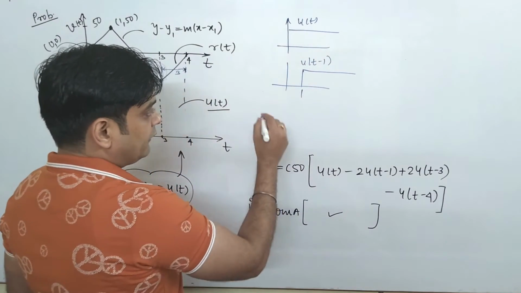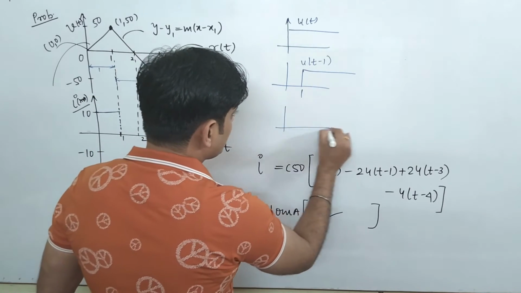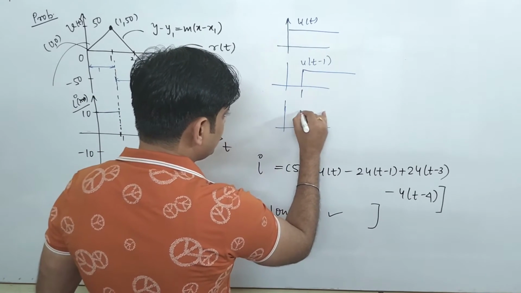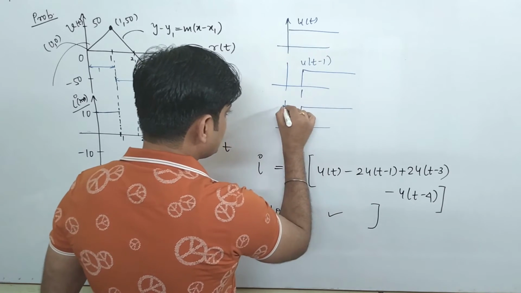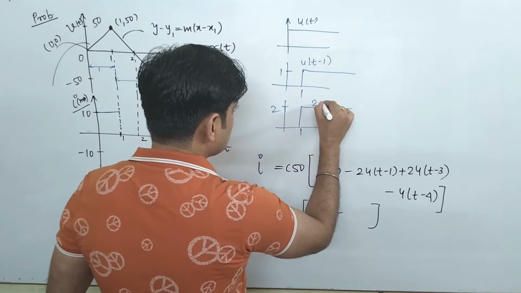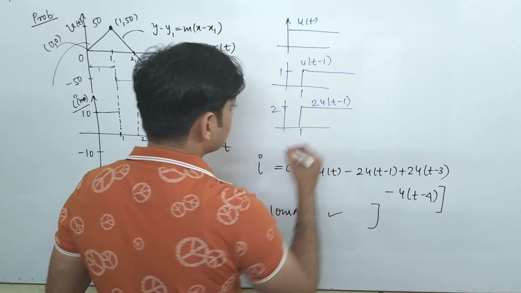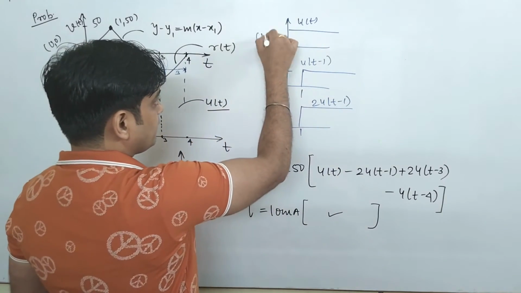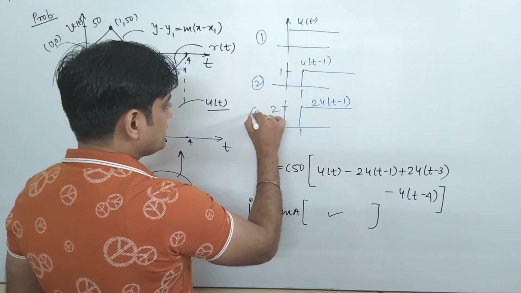Now if I talk about 2u(t minus 1), that means its magnitude gets doubled. This is the signal. Here it is 1, so now it is 2u(t minus 1). Okay, this is first, this is second, this is third.